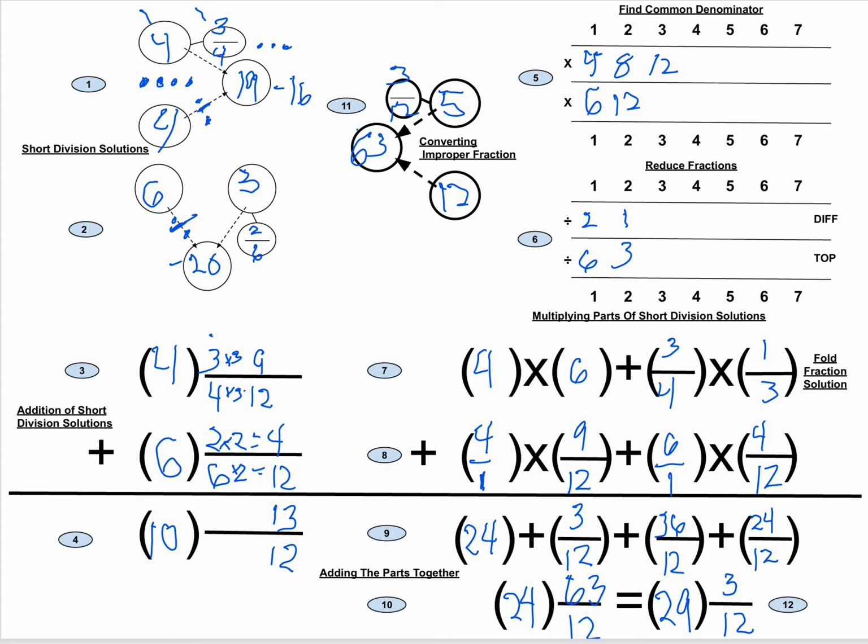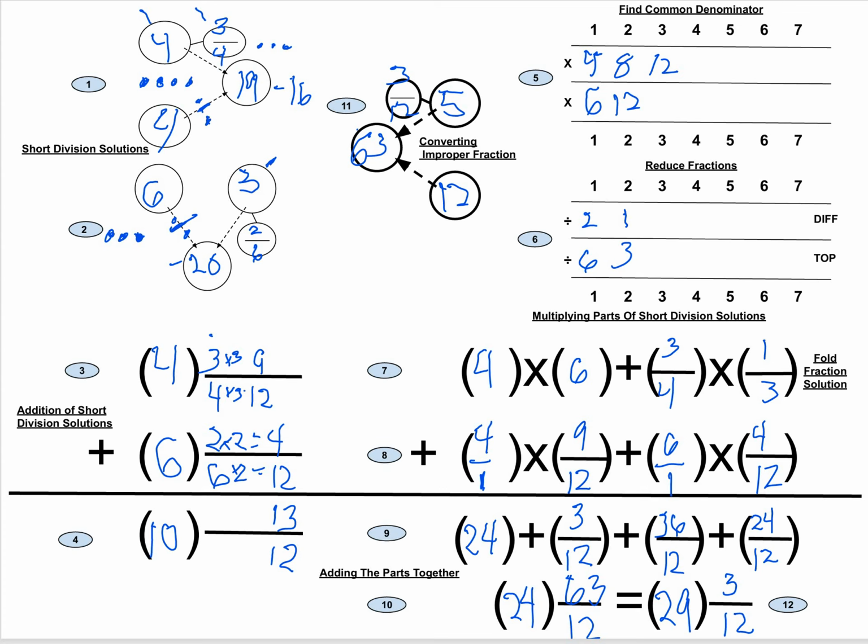Now let's do 20 divided by 6. So let's count by 6s. So we have 6, 12, 18. And before we get to 20, that's 3. And there's our 3 over here.